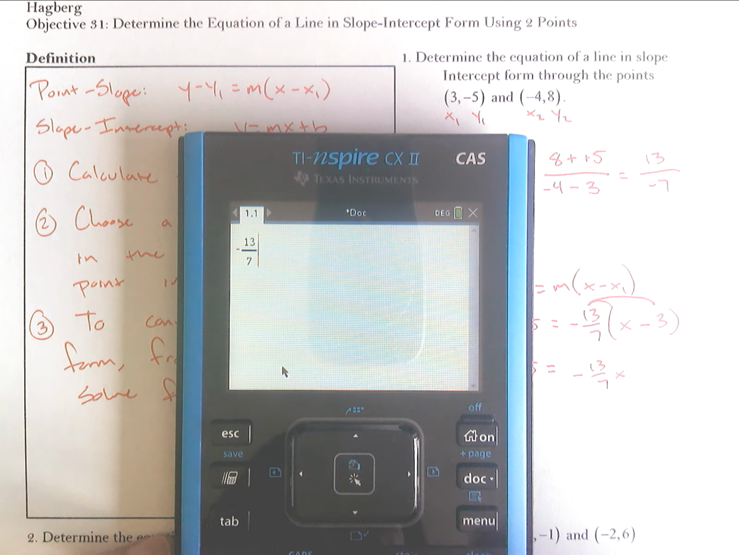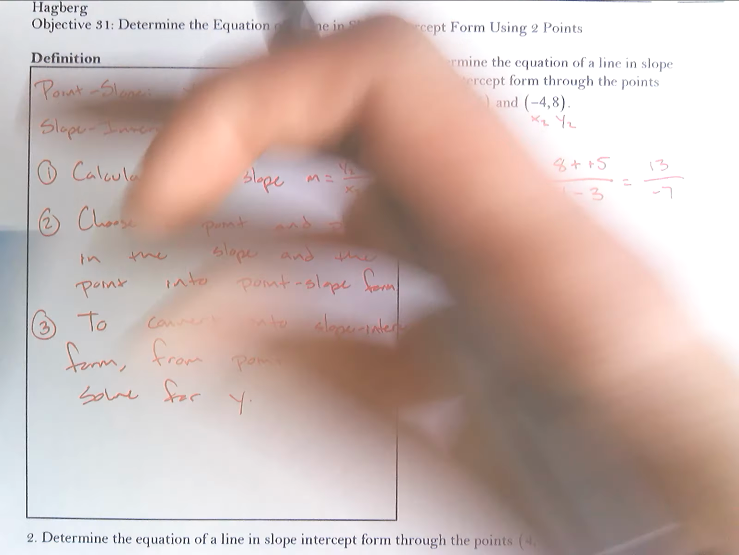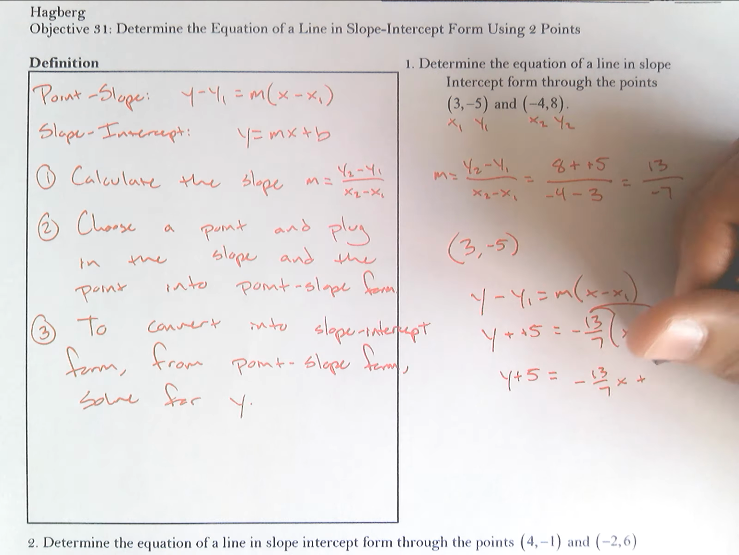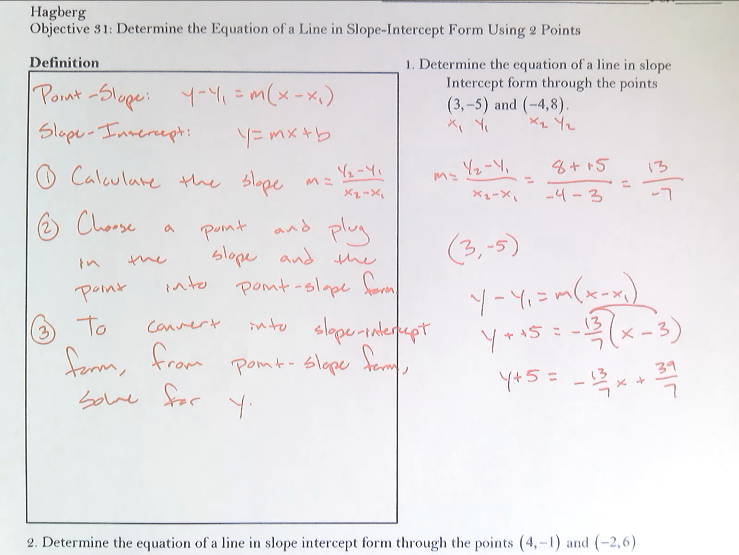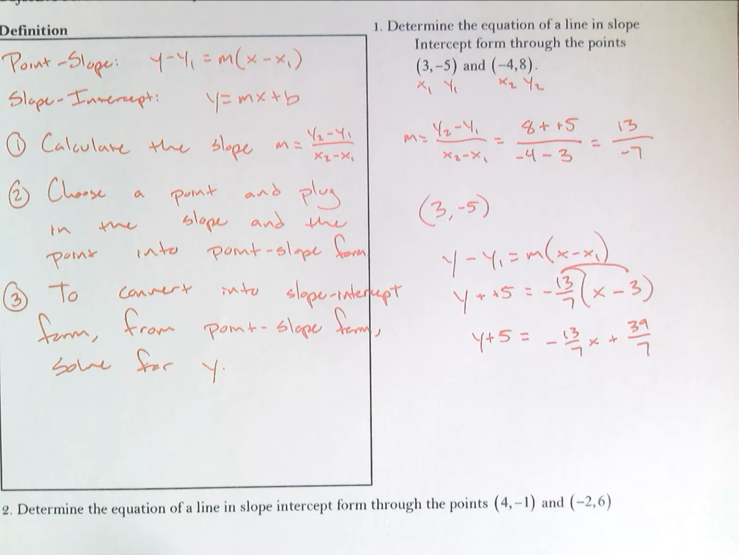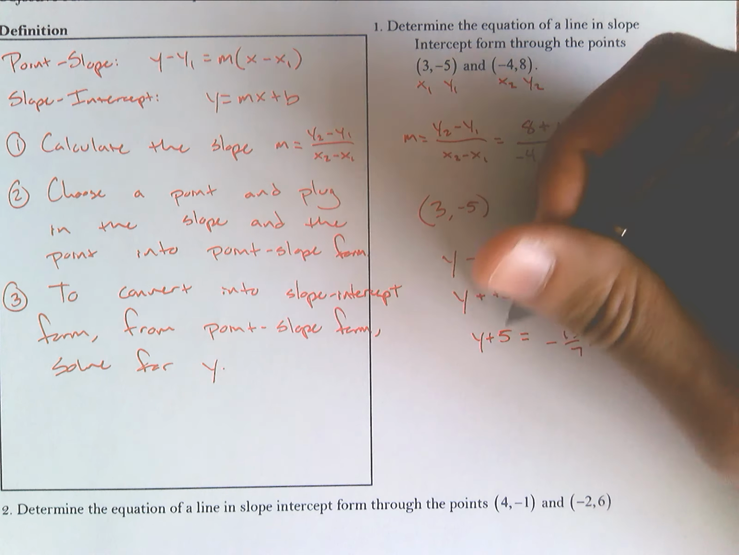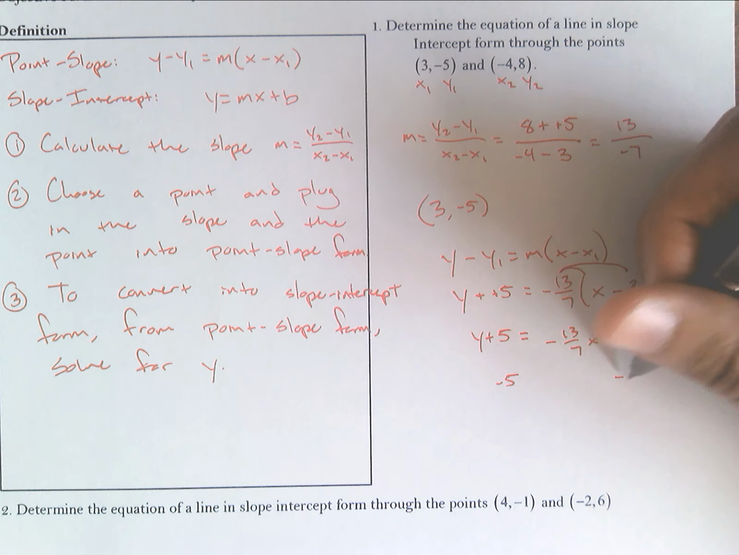And we are multiplying by negative 3, and we get positive 39 sevenths. So plus 39 sevenths. All right, do we have y by itself? Not yet. So we've got a plus 5, so we have to subtract 5 from both sides.